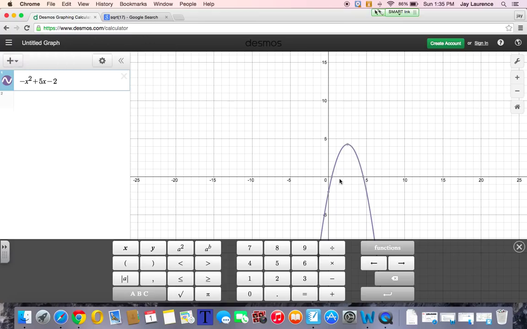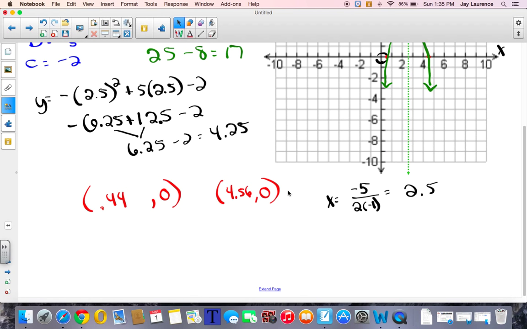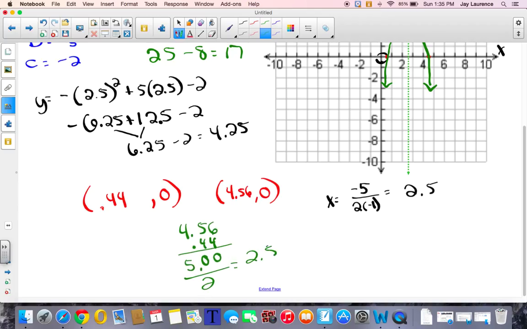Now, what would happen if we averaged 0.44 with 4.56? Let's find out. Okay, remember, this is just to double check our vertex, okay? So, we're going to have 4.56 plus 0.44. 0 carry the 1, 0 carry the 1. 5 on the nose, 5 divided by 2, 2.5. Sure enough, it matches, doesn't it?